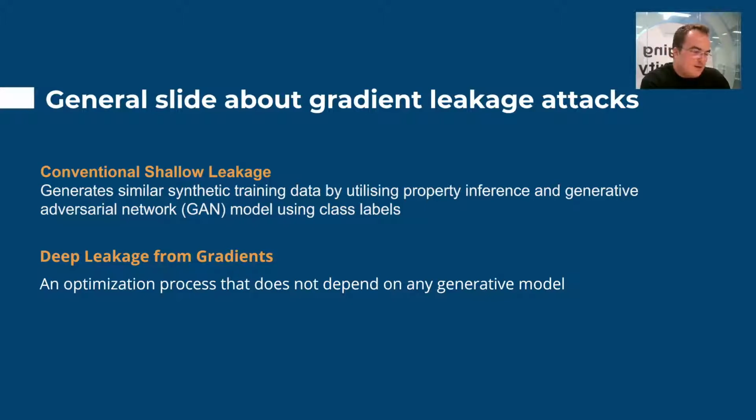The earlier one, CSL, usually utilizes property inferences or class labels from the training models and adds them to generative adversarial networks to create a representation of what the training data could be. But deep leakage from gradients goes directly by taking the gradients from the training models and running optimization processes or algorithms to try to map that particular gradient from the training model to whatever the adversary might have. So the adversary will start with some label data and some gradient, and they'll try to map it, if that makes sense.